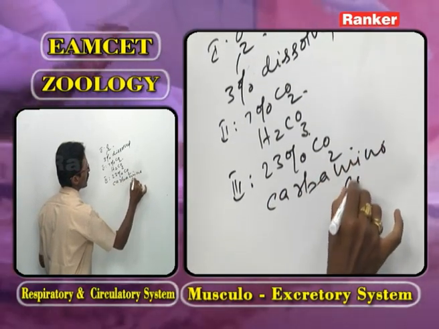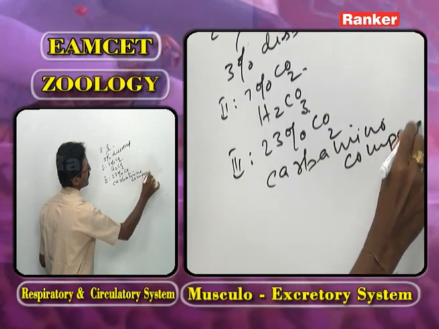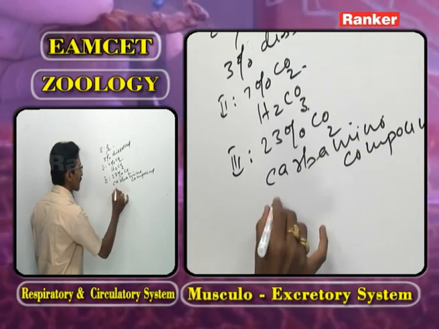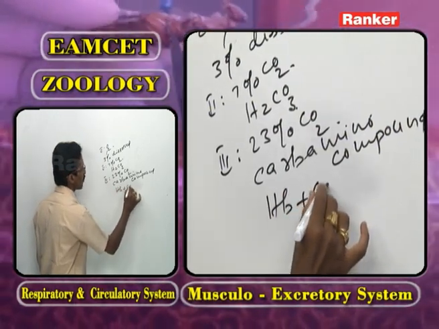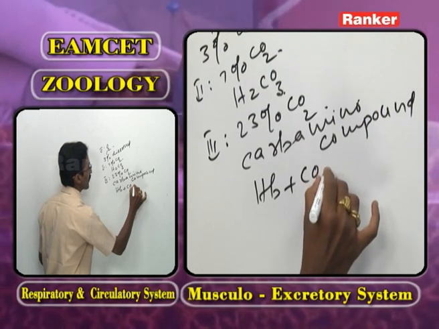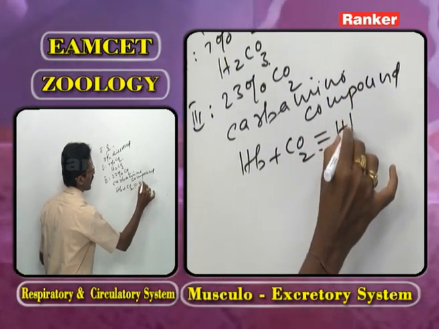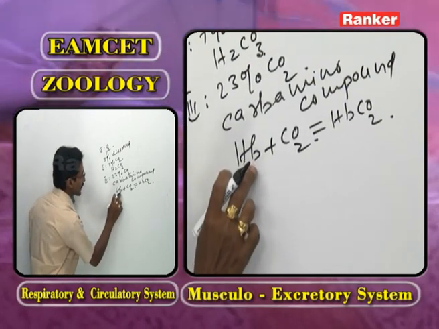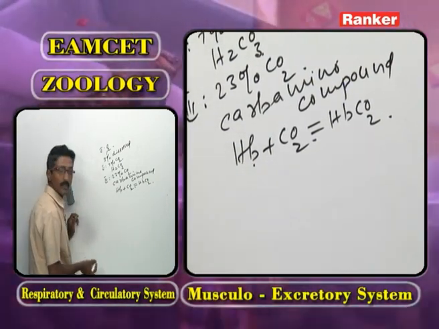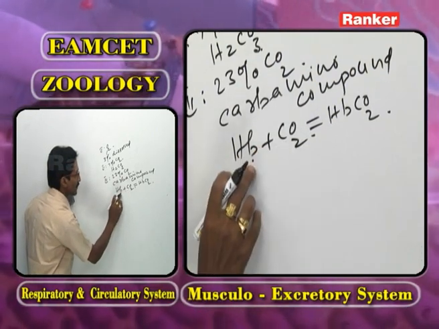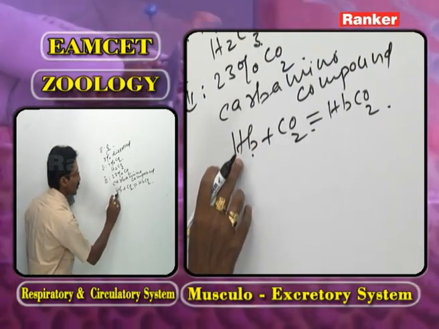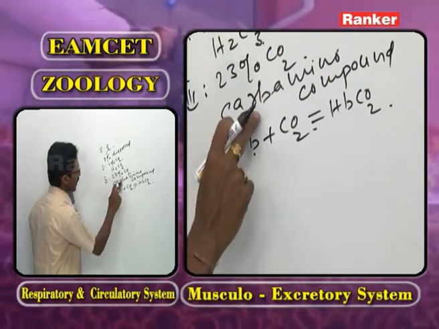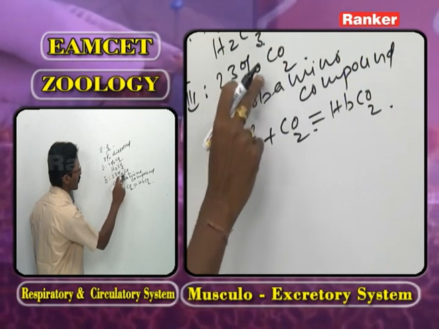Carb-amino compound. It means, as we observe, the carbon dioxide combines with the protein part of hemoglobin, and we are getting the carb-amino compound. Here, this one is the protein part. In this form, how much percentage is transported?